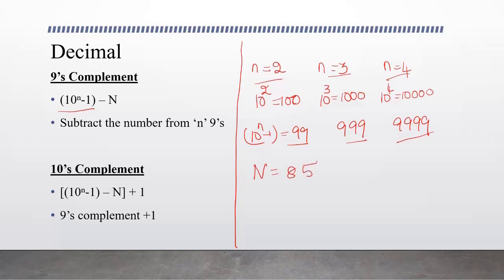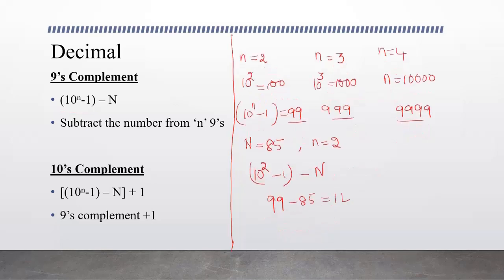If I take a number 85, here n is 2. So to find 10 power n minus 1 minus N, I write 10 power 2 minus 1 minus 85. This is how we find the 9's complement. 10 power 2 is 100, 100 minus 1 is 99, minus 85. So it is 14. So 14 is the 9's complement of 85. This is the 9's complement.